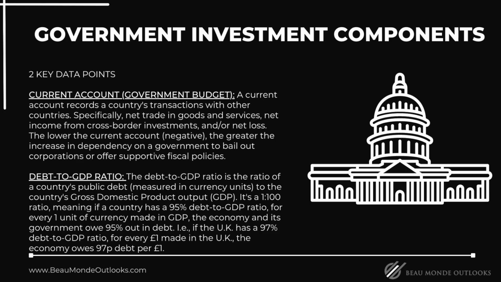Debt to GDP ratio. The debt to GDP ratio is the ratio of a country's public debt, measured in the currency's unit, to the country's gross domestic product output. It is a 1 to 100 ratio, meaning if a country has a 95% debt to GDP ratio, for every one singular unit of currency made in GDP, the economy and its government owe 95% out in debt. For example, if the UK has a 97% debt to GDP ratio, for every £1 made in the UK, the economy owes 97 pence debt.